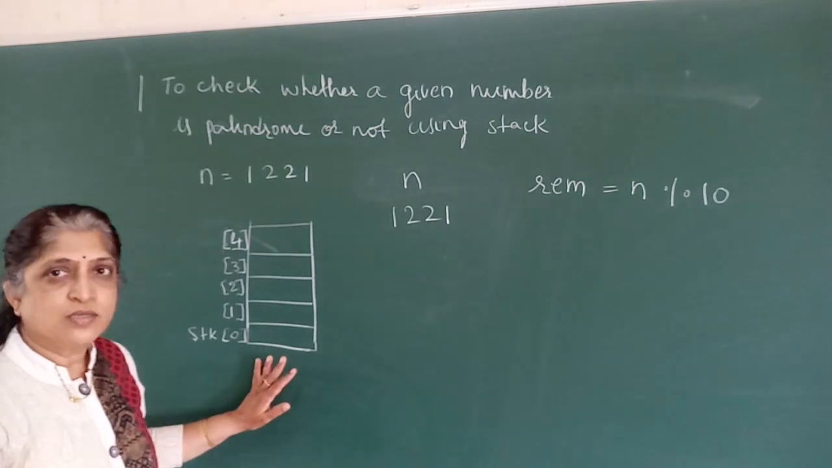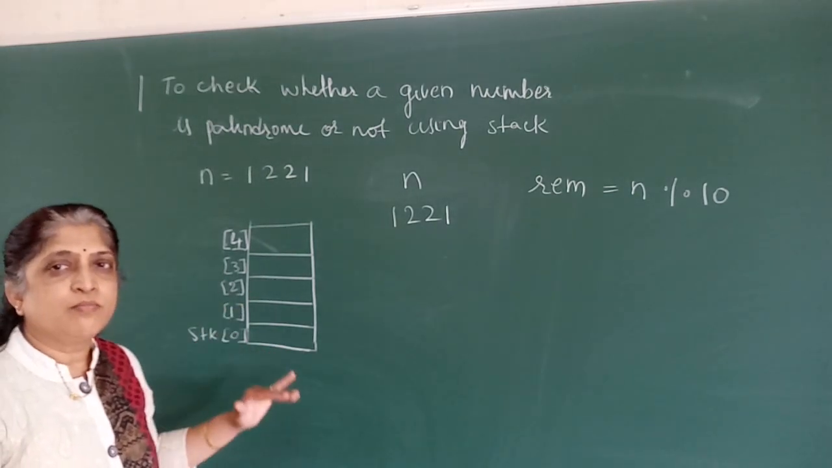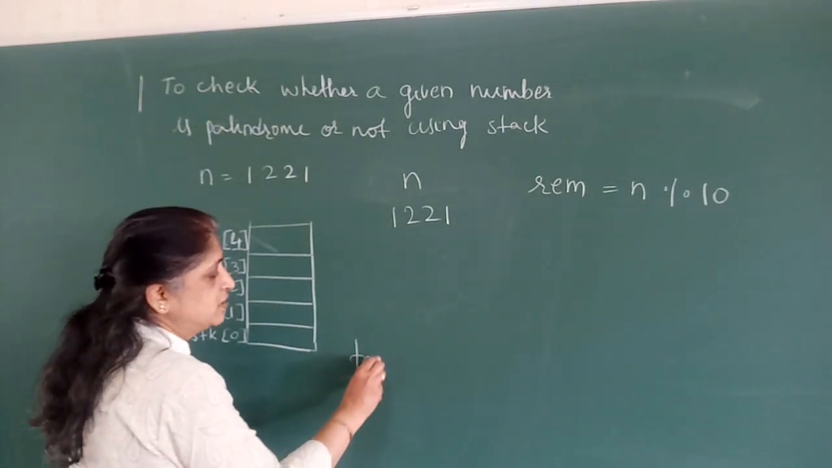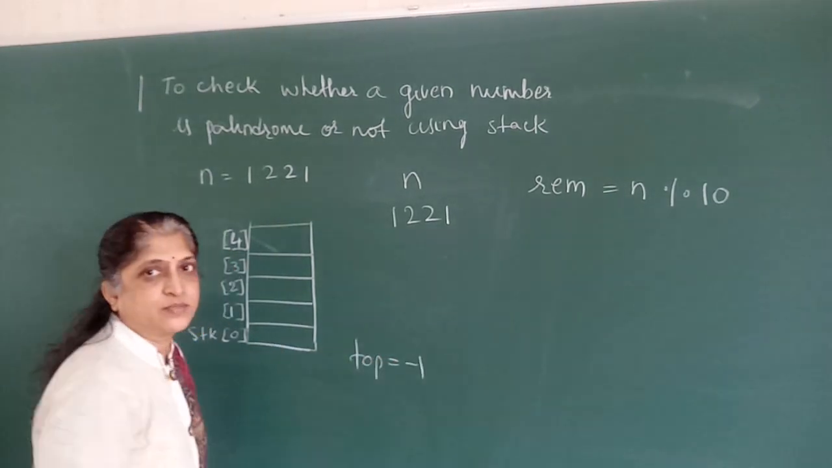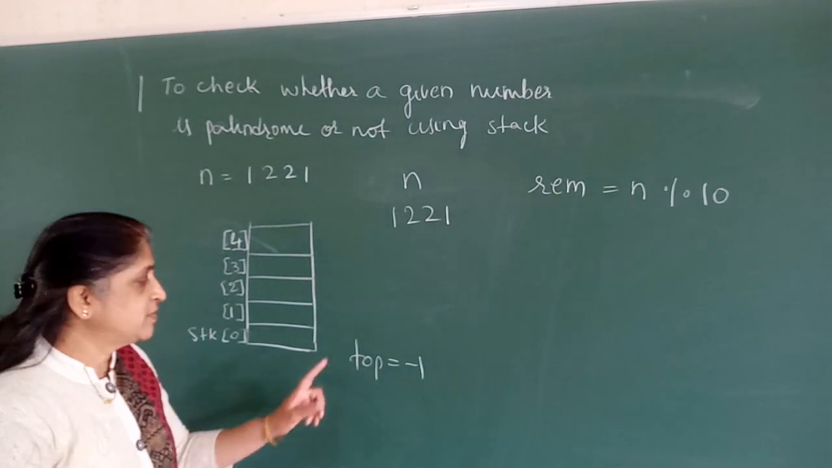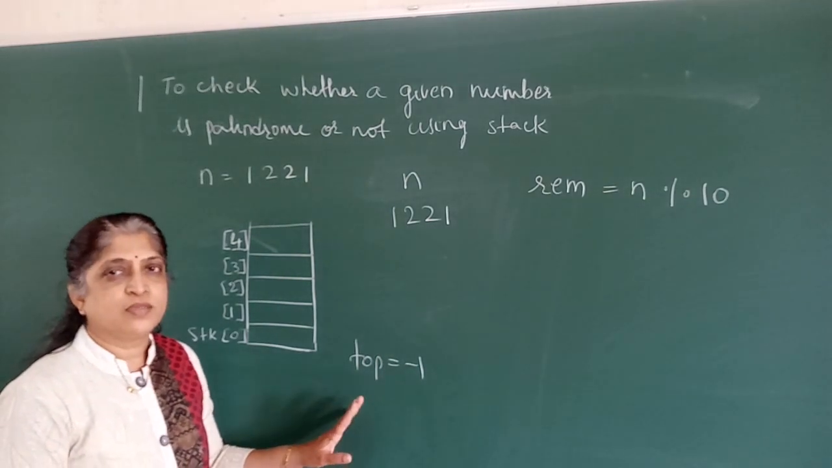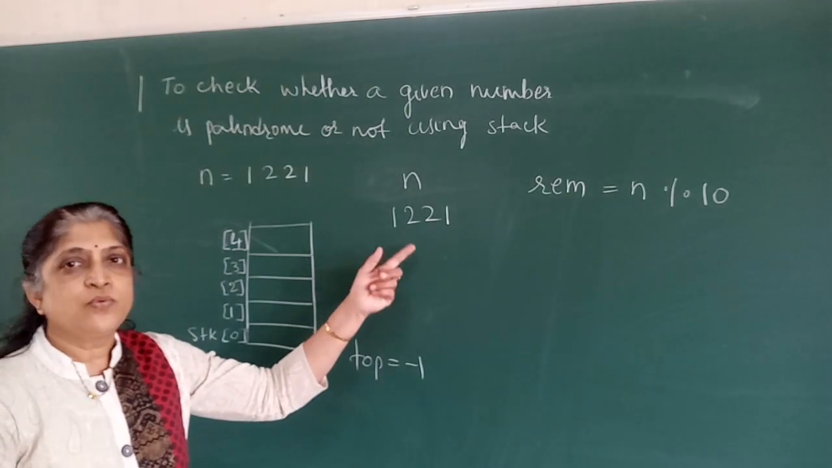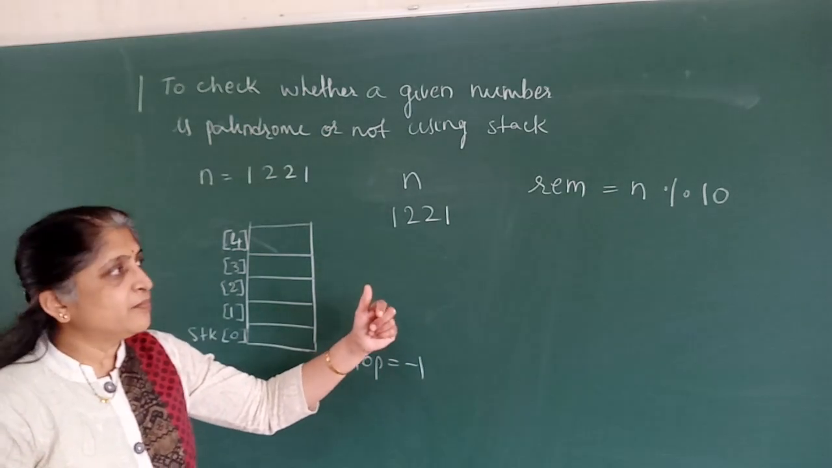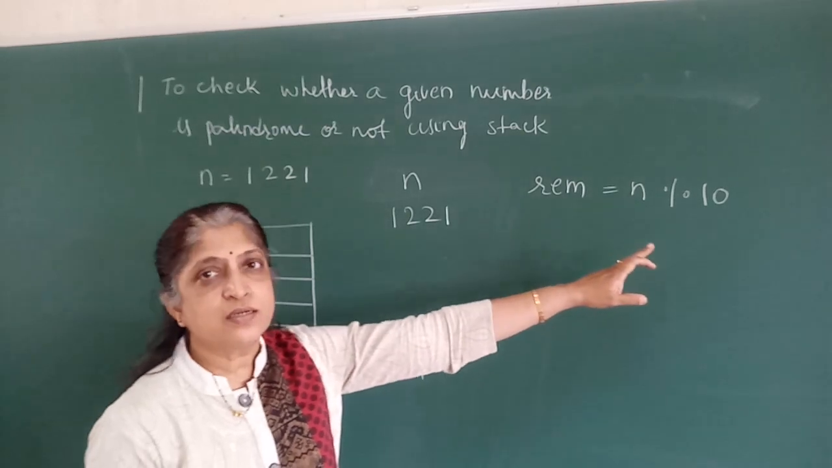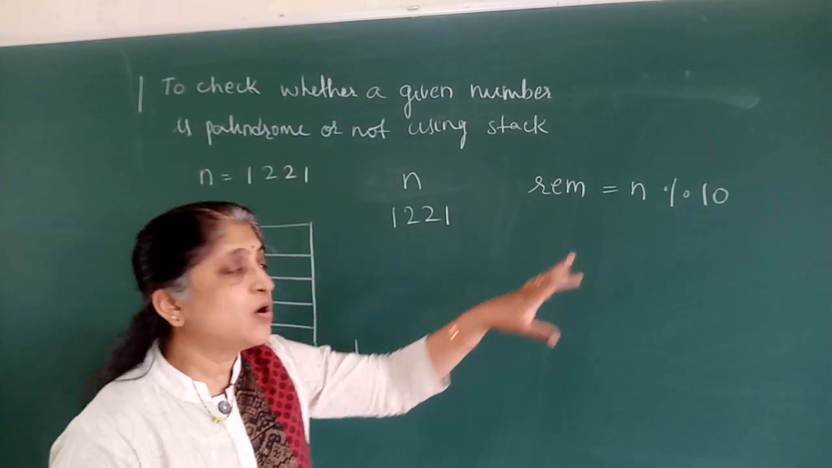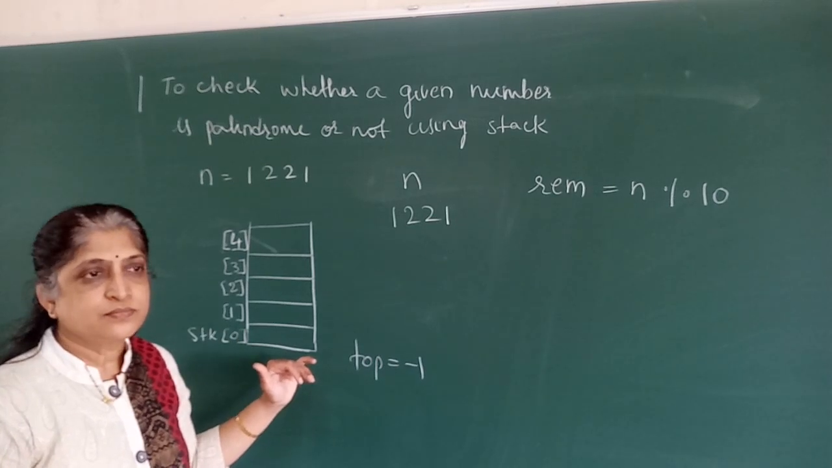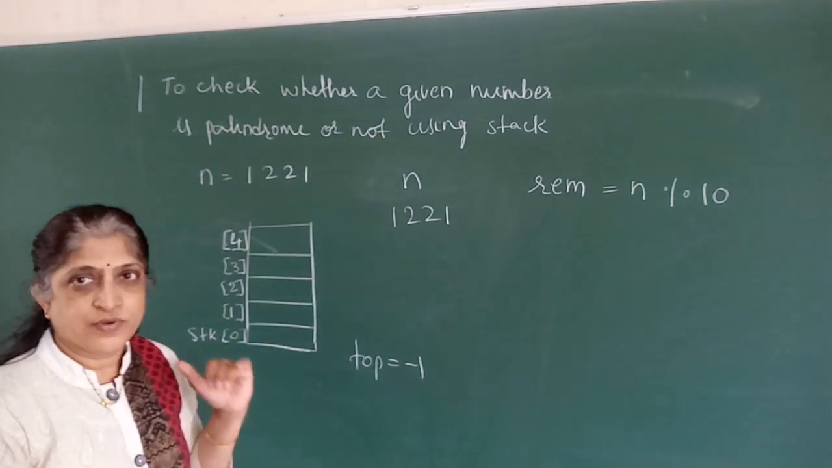Here I have a stack. Currently the stack is empty, meaning I am initializing the variable top to -1. If top is equal to -1, the stack is empty. Now what we do is, from this number we take the remainder by dividing this number by 10 and each of these digits we push to the stack. Let's see what we are doing.